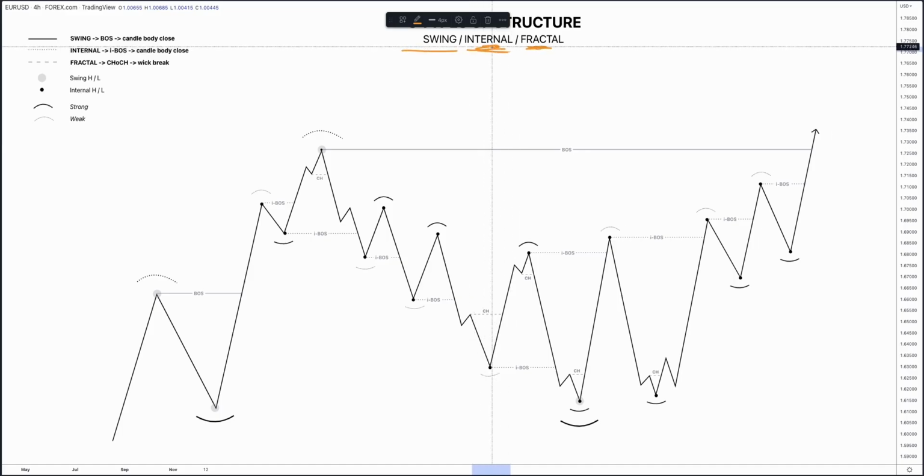Once we get the internal structure changing trend, so we get an IBOS, that signals the swing pullback. So you see how it feeds itself in that direction, right? Fractal has to turn first, then the internal will turn, and then that will signal what the swing's doing, okay? But swing structure is king. So why is that important?